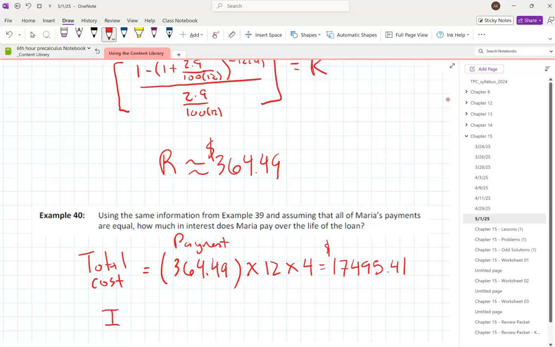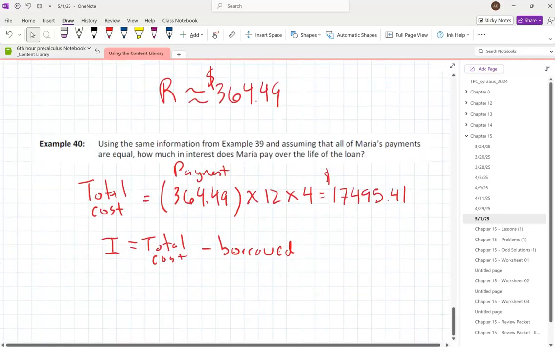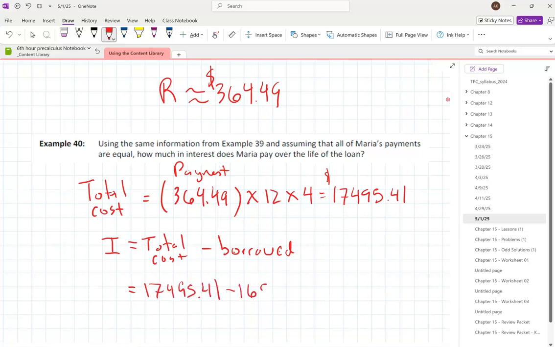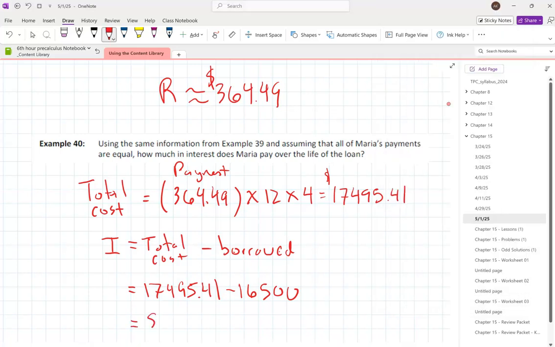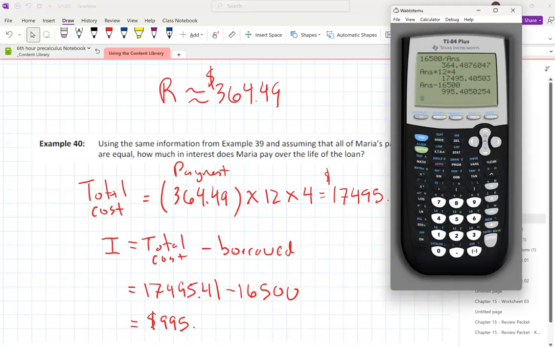And then our interest is always going to be our total cost minus what we borrowed, right? So we ended up paying almost $1,000 for that loan in interest. What was that? 995. Forgot the decimal. 41.